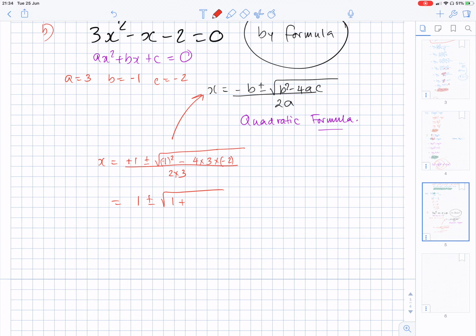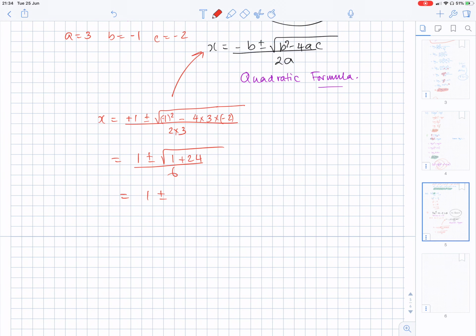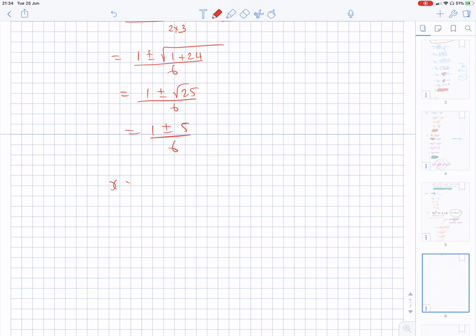times 2 is 24, over 6, which becomes 1 plus or minus the square root of 25 over 6, which is 1 plus or minus 5 over 6. So x equals 1 plus 5 divided by 6, or x equals 1 minus 5 divided by 6. So 1 plus 5 is 6, divided by 6 is 1, or x is equal to 1 minus 5, which is minus 4, divided by 6, which is the same as minus 2 divided by 3 if you simplify it further.